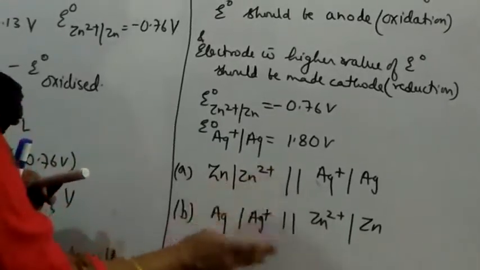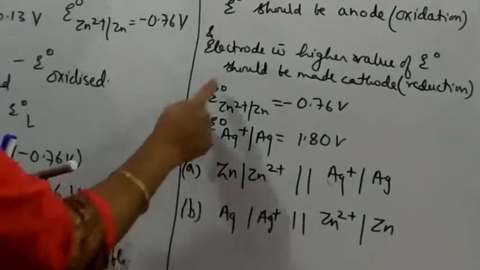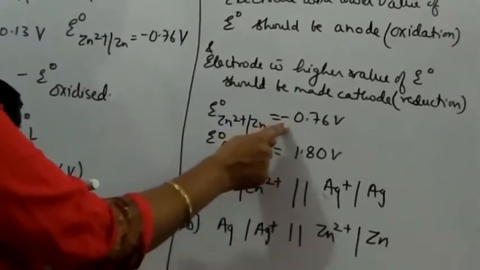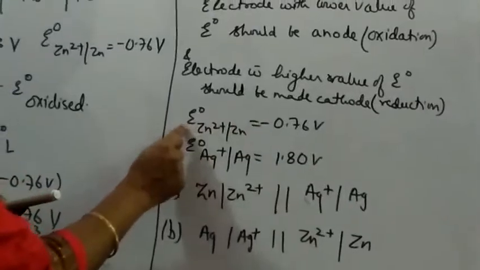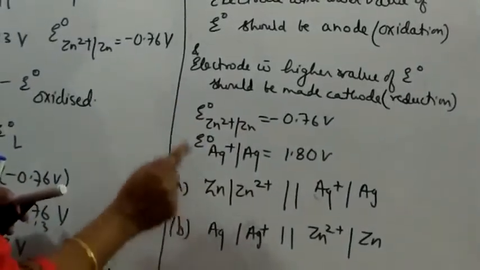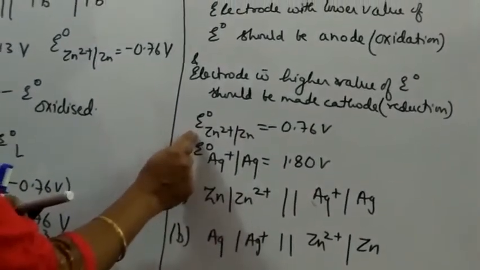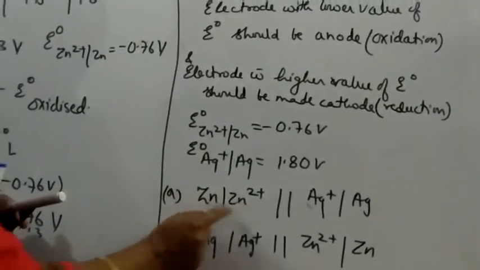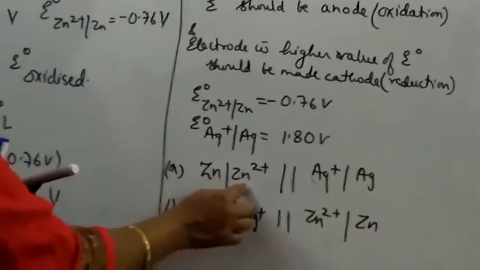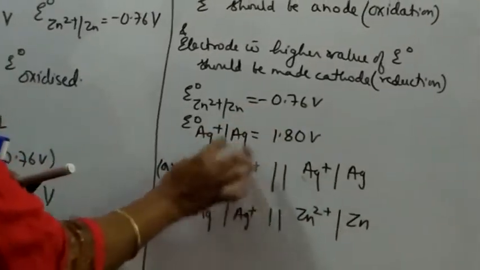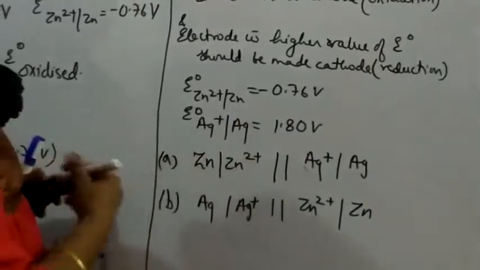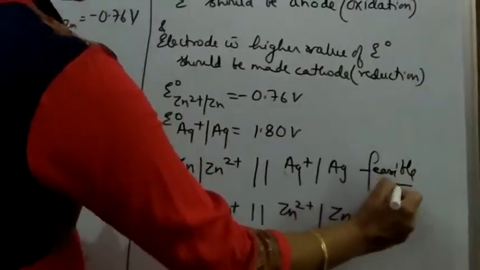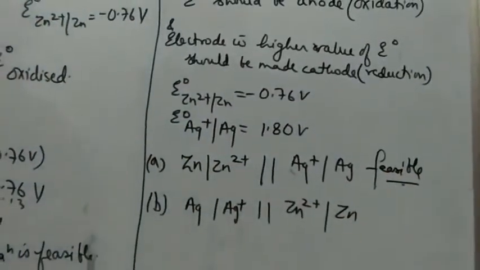Now, among these two, which setup will be the correct one? You will just compare the values. From the values, it is clear that the one which has got the lower value will undergo oxidation. That means, among these two cases, the case where the zinc electrode is undergoing oxidation will be the correct one. So the first one is correct, where zinc is undergoing oxidation because it has a lower value, and silver is undergoing reduction. So among these two, this will be the feasible cell reaction taking place.